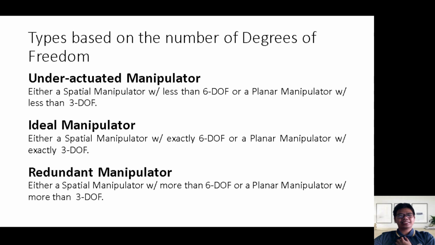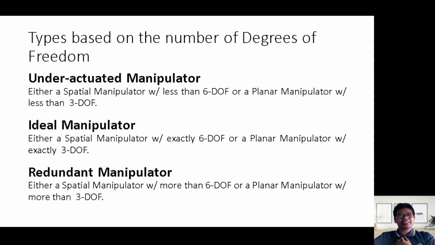As we dive deeper into the world of manipulators, let's explore the different types based on their degrees of freedom, or DOF. Number 1 is an under-actuated manipulator. This type of manipulator offers fewer degrees of freedom than the maximum possible for its category. It can fall in two categories: a spatial manipulator with less than 6 degrees of freedom, or a planar manipulator with less than 3 degrees of freedom.